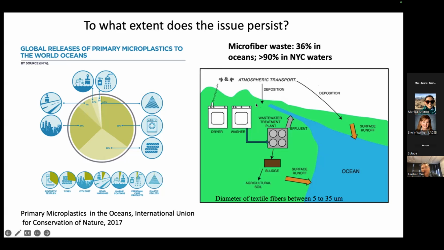Also, wastewater from washers can get into wastewater treatment plants, and based on some other studies, 10% goes to the effluent and 90% goes to sludge. And the sludge can be used for many things. One use is agriculture, as fertilizer, and then the plastics get back into the environment. So that's why it's a huge issue.